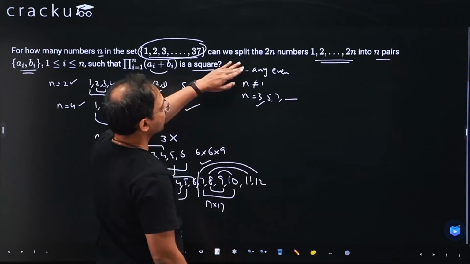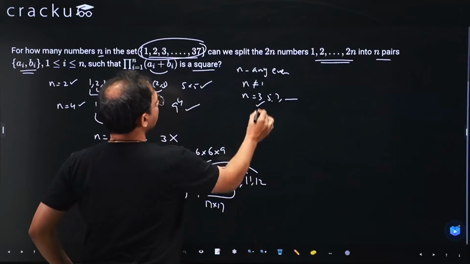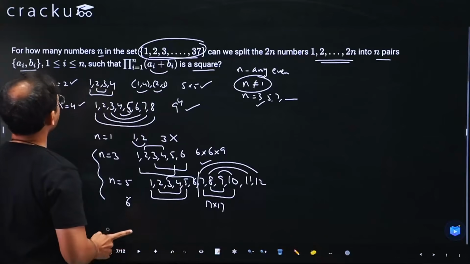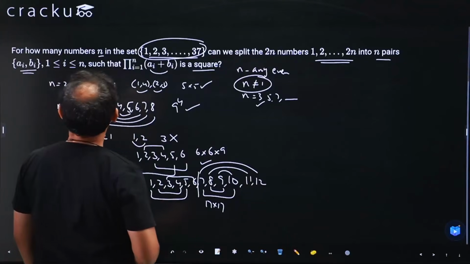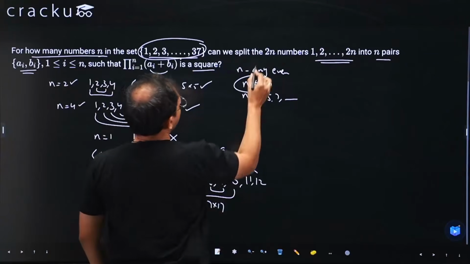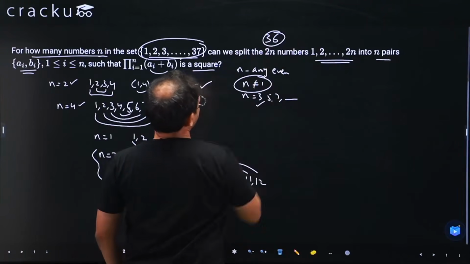So we are getting all even numbers and all odd numbers except n is equal to 1. So n is equal to 1 is the only number which is not allowed. So out of 37, we have 36 possible n's. So the answer is 36.